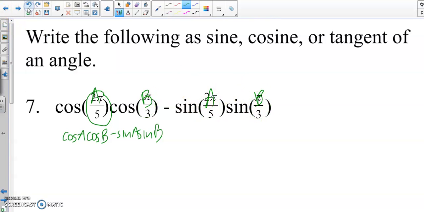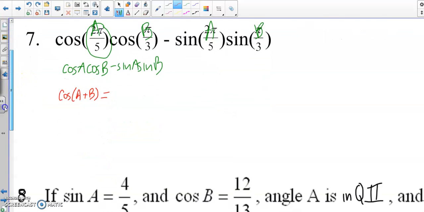So when we have a cos A, cos B minus sine A, sine B pattern, this is the cosine of A plus B formula. So the cosine of A plus B, and then we just have to add the A and the B together. So 2 pi over 5 plus pi over 3. Okay? I'll put that answer online. Don't stress that one too much.